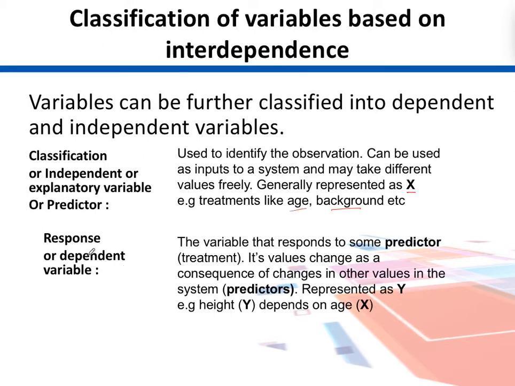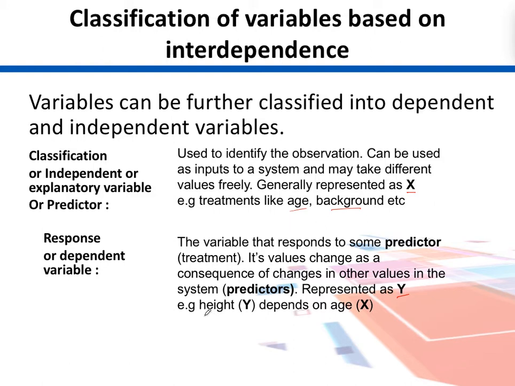The response variable or dependent variable is the one that responds to the independent or explanatory variable or predictors. So that is generally predicted by using these predictors. The variable that responds to some predictor or treatment, its values change as a consequence of changes in other values in the system, that is those predictors, and it is generally represented as y. So we say y depends on x.